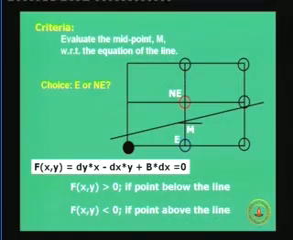So, if m is lying on the top, above the line, we will have negative values. If it is below the line, it is positive. So, positive below, negative above is what you should remember. That is the criteria used for evaluating the midpoint m with respect to the line, and that helps you to find out easily whether the northeast pixel is closer to the line or the east pixel is closer to the line.